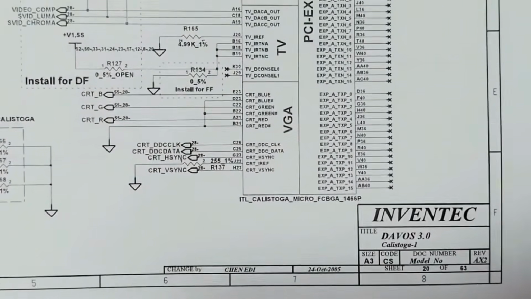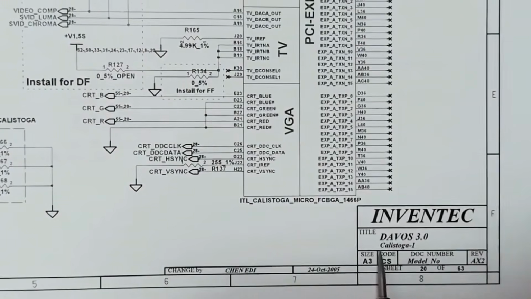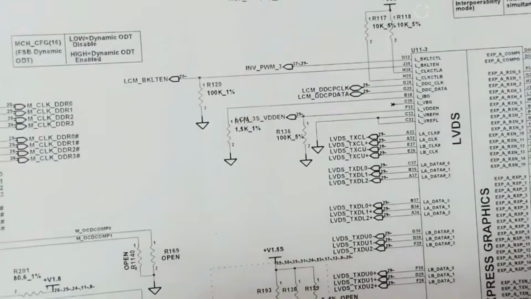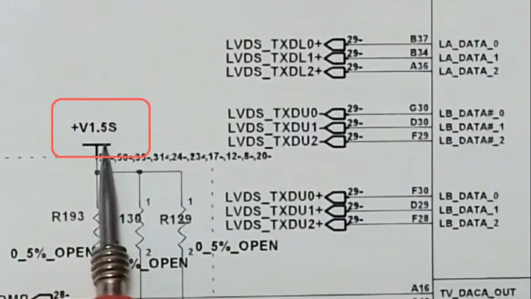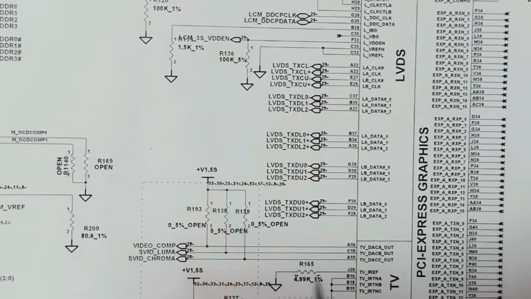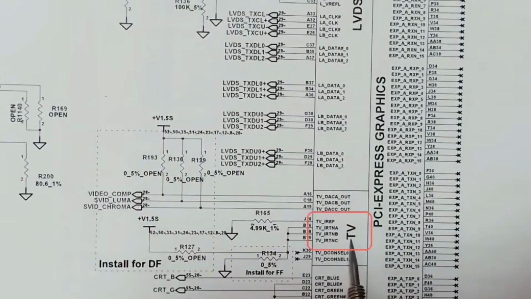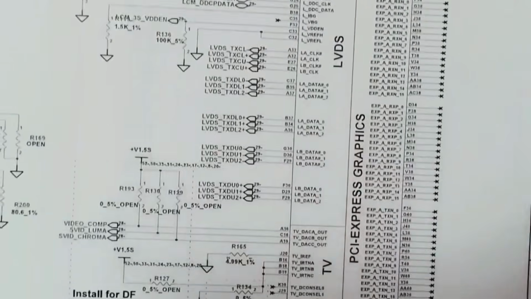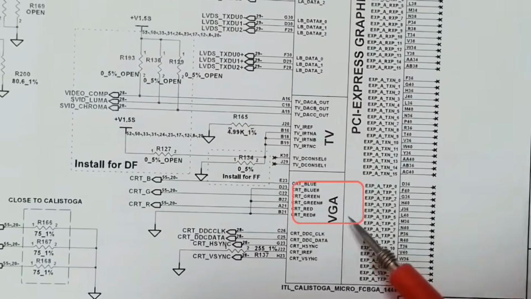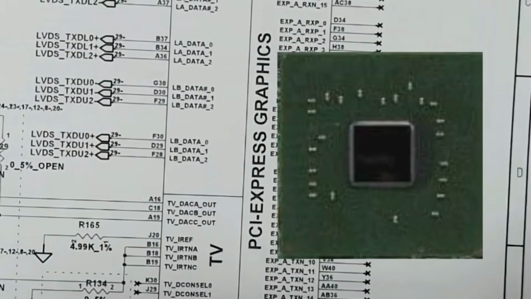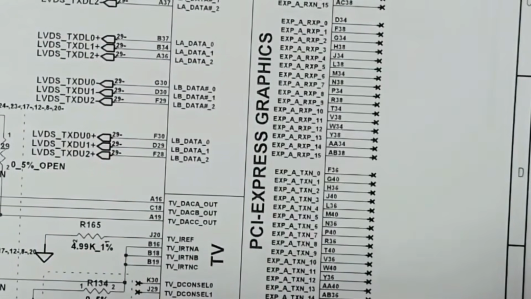Here we have the graphic card circuit on page 20. Basically, we should find 1.5 volts here. As you can see, we have plus 1.5 volts. This is the power for the graphic card. Here we have the TV controller, the LVDS controller, and the VGA controller. So this graphic card could also be the shorted component.